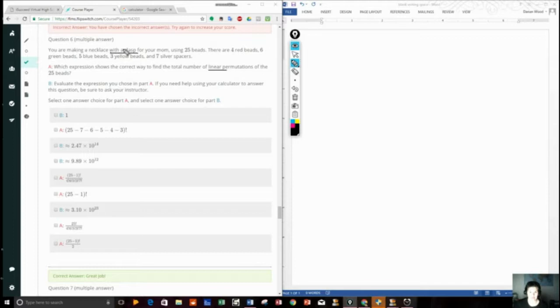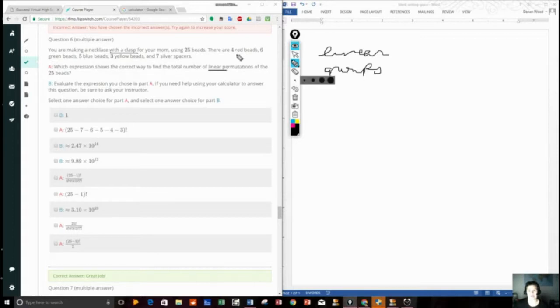Even though it is a necklace with a clasp, because the clasp is there, and since they said it's a linear permutation, we're going to use our linear equations. So the first thing is, is it linear or circular? It's linear because A, it says it, and because B, it has a clasp on it.